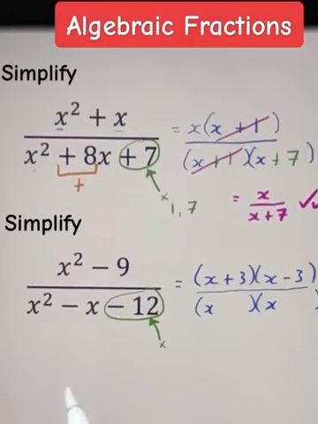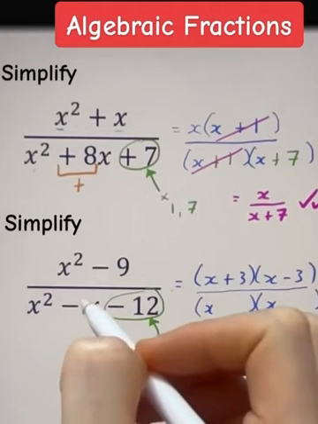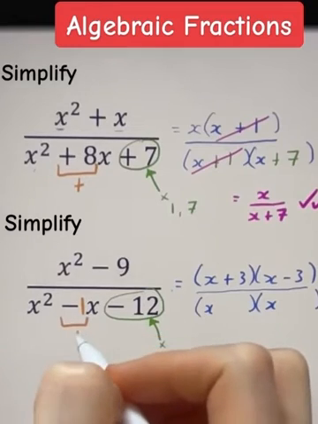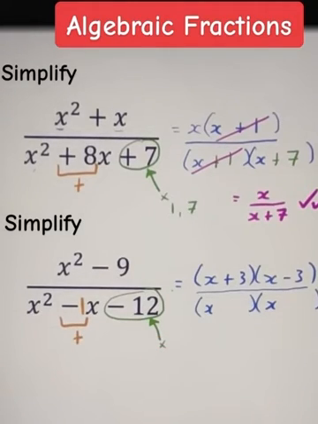And the same two numbers must add together to give us the number in front of the single letter. If there's no number in front of a single letter, there's always an invisible 1. Hence, negative x is the same as negative 1x. So in this case, I want to find two numbers that multiply to give us negative 12 and add together to give us negative 1.